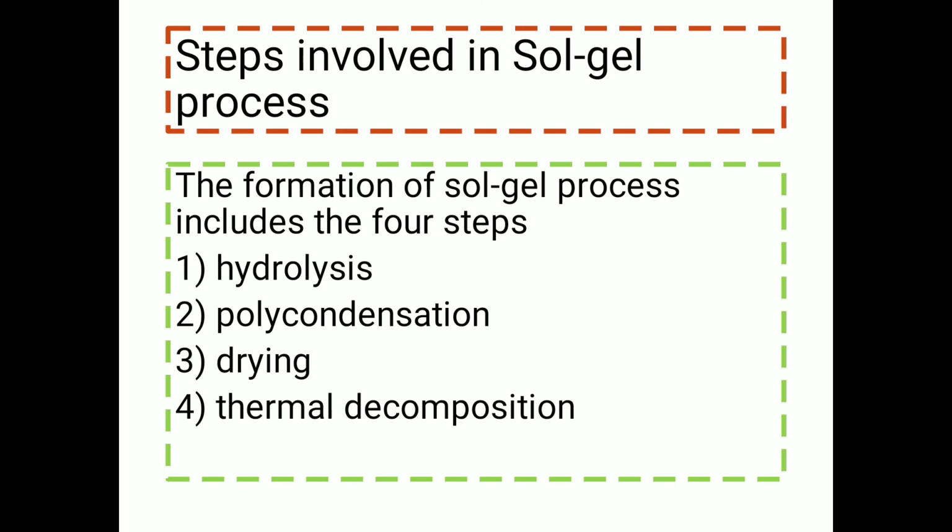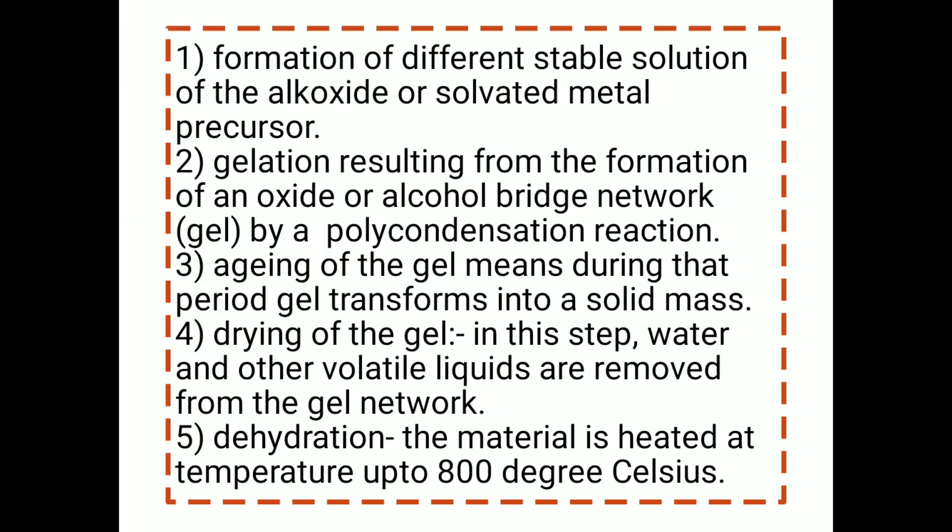The various steps involved in the sol gel process. The sol gel process includes 4 steps. These are hydrolysis, then polycondensation, then drying, and the last one is the thermal decomposition process. So now let us study. In the first process, there is the formation of a stable solution of the alkoxide, that is M-O-M, as we see with silicon, O and silicon, or the solvated metal precursor.